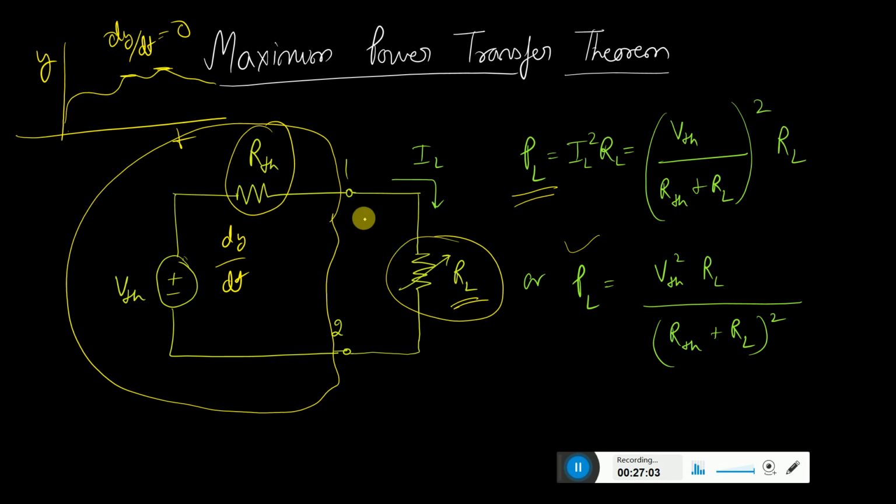This is to be kept in mind because somebody has a doubt: why not make RL very low, 0.0001, so the current will be very high? Is the power going to be maximum? No, the power is going to be maximum when RTH, when the load resistance, is equal to the network resistance. Then there is a matching and then you say the power is maximum.